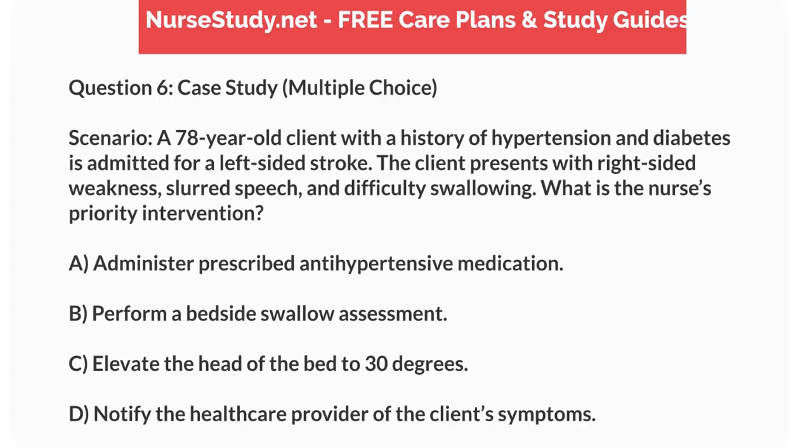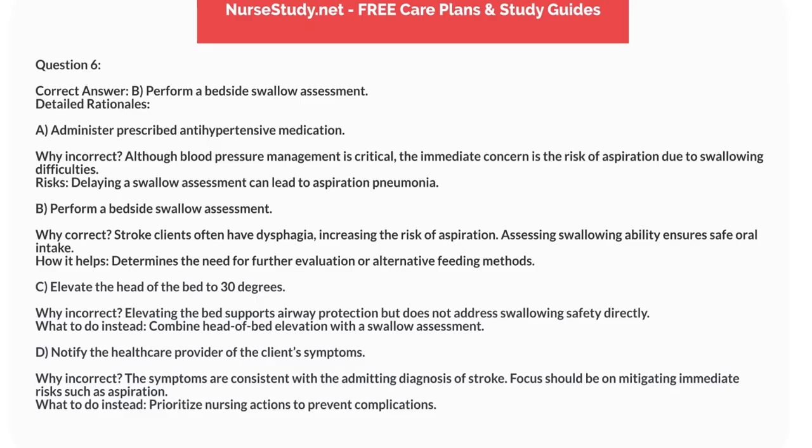Question 6. Case study, multiple choice. Scenario: a 78-year-old client with a history of hypertension and diabetes is admitted for a left-sided stroke. The client presents with right-sided weakness, slurred speech, and difficulty swallowing. What is the nurse's priority intervention? A. Administer prescribed antihypertensive medication. B. Perform a bedside swallow assessment. C. Elevate the head of the bed to 30 degrees. D. Notify the healthcare provider of the client's symptoms. Correct answer: B. Perform a bedside swallow assessment.